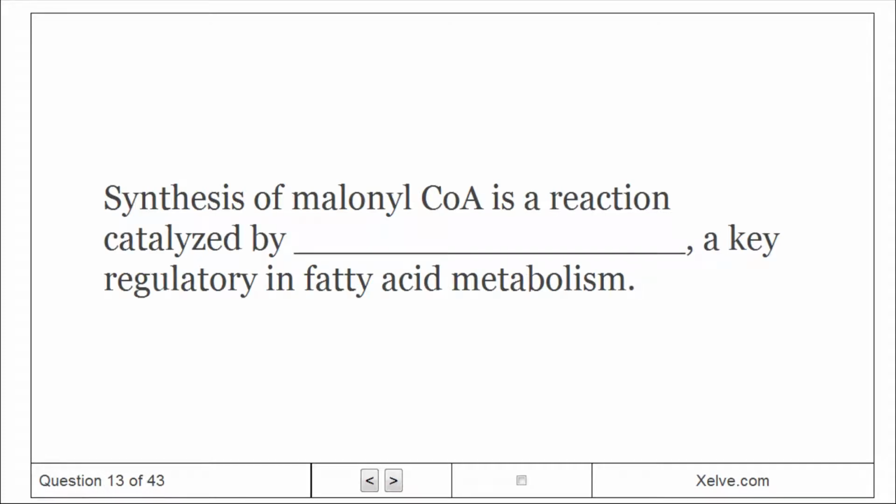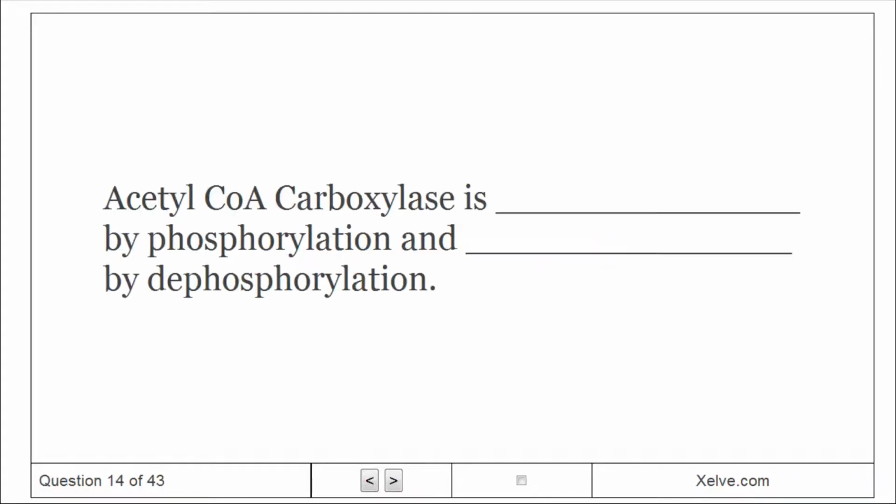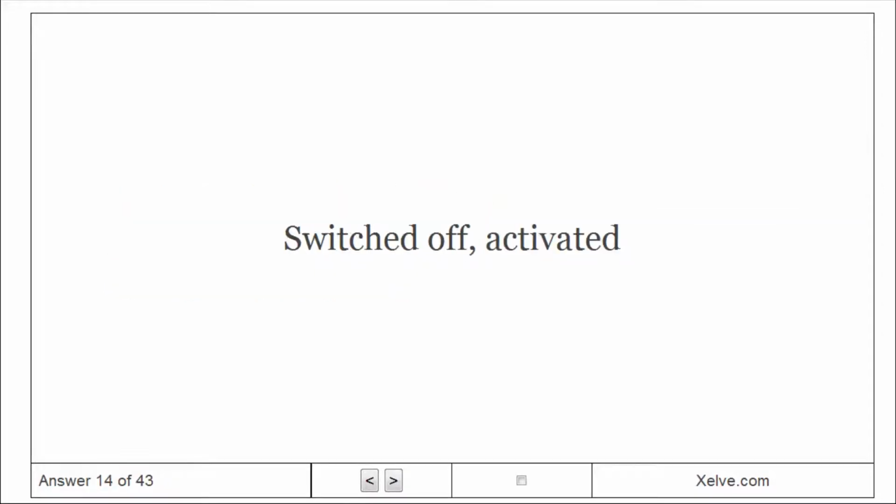Synthesis of malonyl CoA is a reaction catalyzed by blank, a key regulatory enzyme in fatty acid metabolism. Acetyl-CoA carboxylase. Acetyl-CoA carboxylase is blank by phosphorylation and blank by dephosphorylation. Switched off, activated.